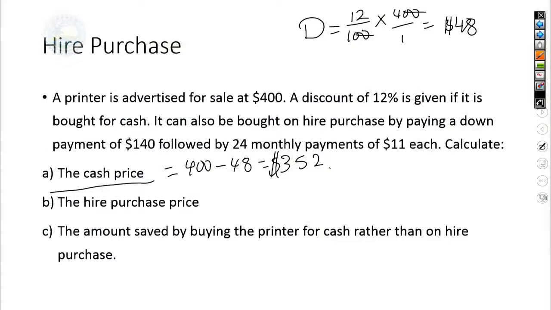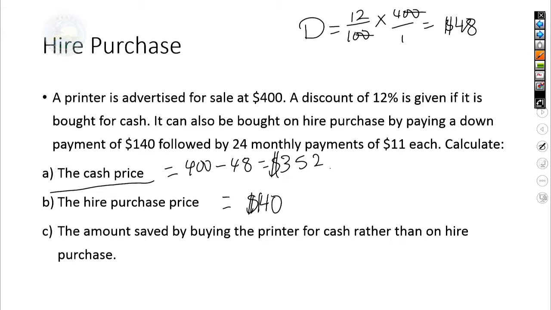Let's see what our hire purchase price is going to be. Well, we have to pay $140. So now we don't start there. The first thing we pay is $140. And then we're going to be paying $11 a month for 24 months.